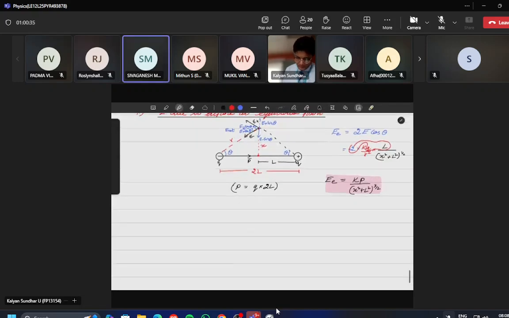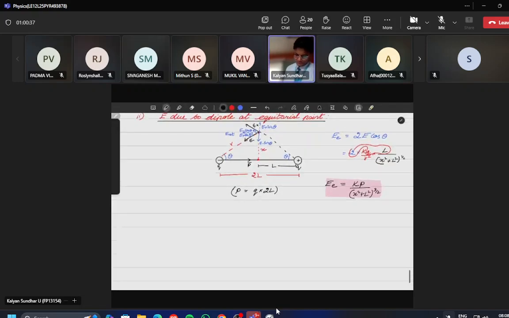Sir, you have written r square, but you haven't mentioned it in the denominator. This r square is this value, right? This is the r square. Yes sir. It is the hypotenuse, so r square will become x square plus L square. Here, the same x square plus L square to the power 1 by 2, 1 plus 1 by 2, 3 by 2. Okay sir.